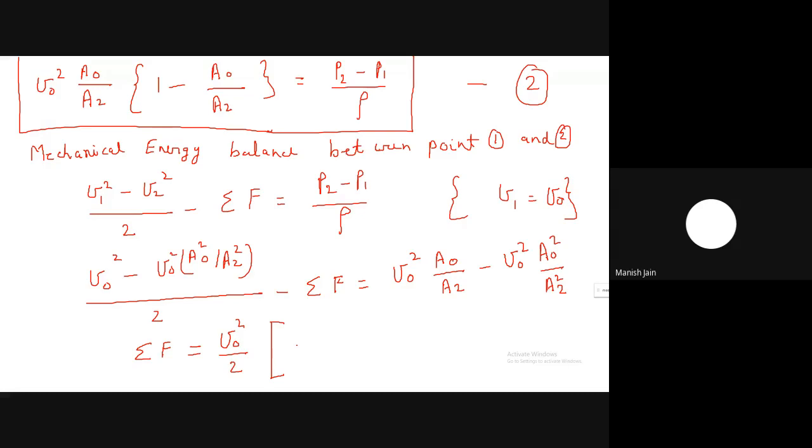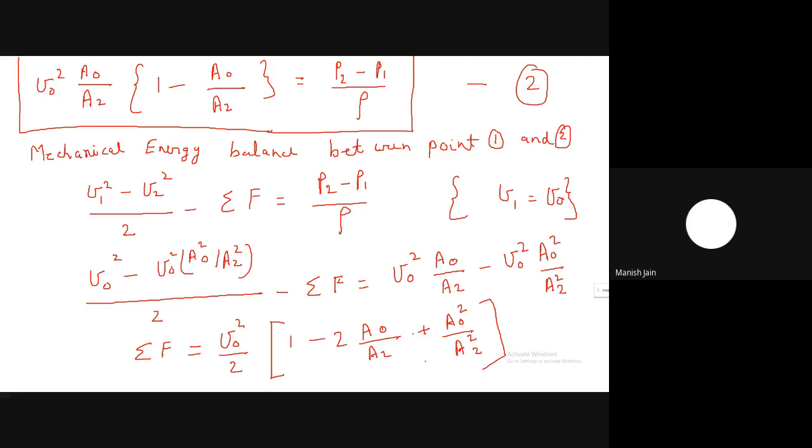So here it will come 1, this is the 1, so it will go to this side, this will remain here, so 1 minus, here it will become 2 A0 by A2, then this quantity will remain, this will go here, so it becomes plus A0 square divided by A2 square. Just check it, right? This should be the answer.